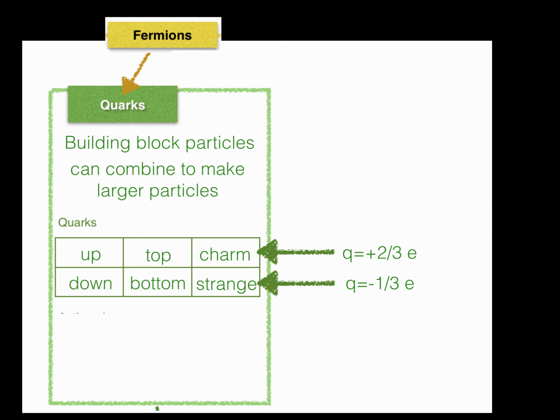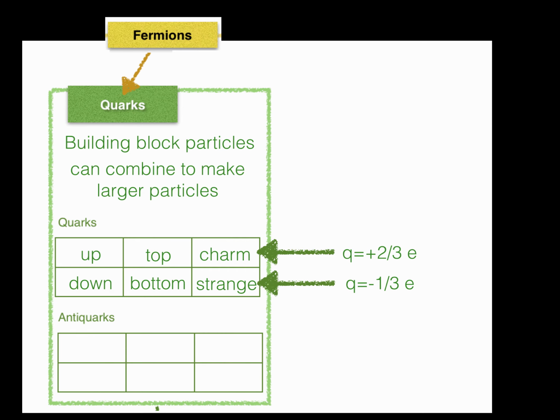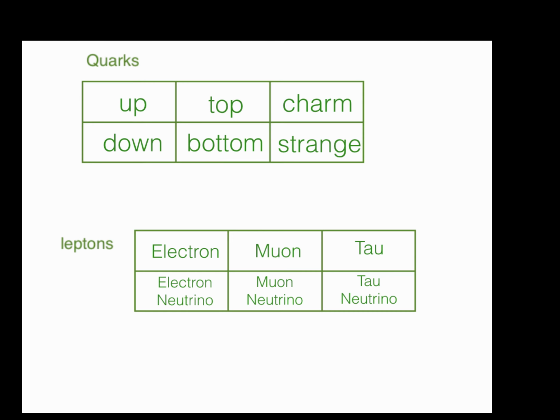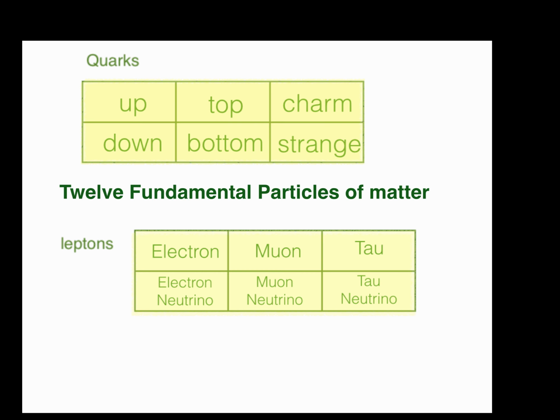Because every particle has a corresponding antiparticle, there are also 6 antiquarks: anti-up, anti-down, anti-top, anti-bottom, anti-charm, and anti-strange. The top row has a charge of -2/3 the elementary charge, opposite to their corresponding quarks, and the bottom row has a charge of +1/3 the elementary charge. The 6 quarks and the 6 leptons represent the 12 fundamental particles of matter.